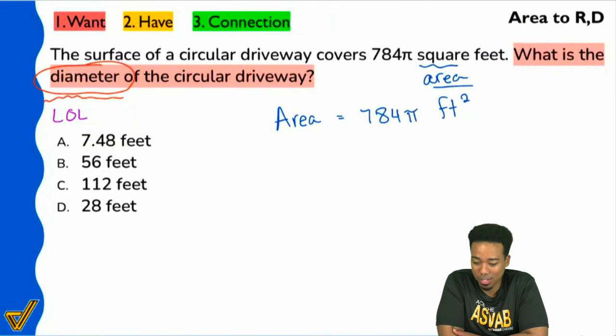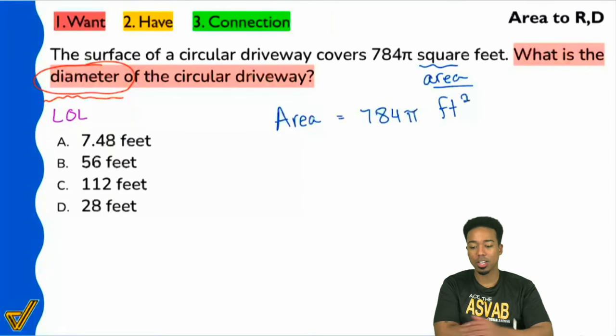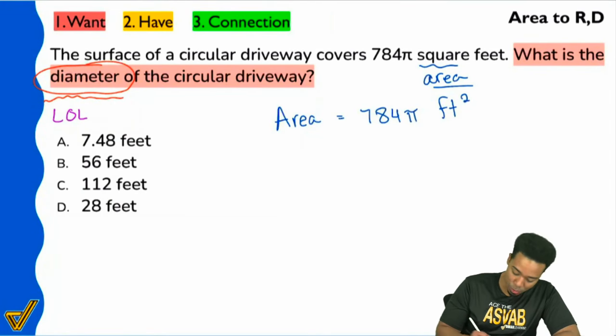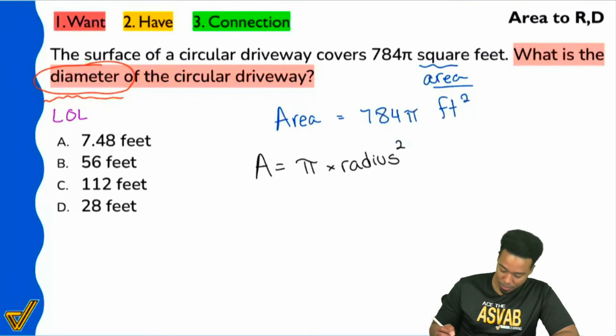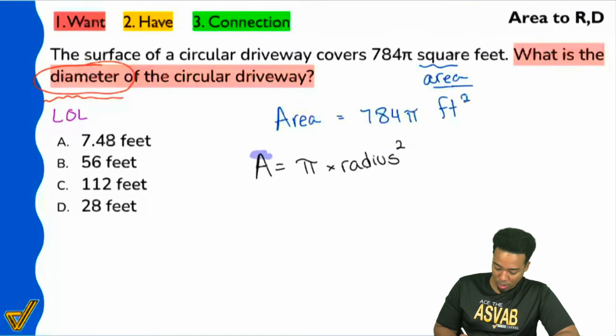Yep, thank you everybody, that's good participation there. Yep, area equals pi times the radius squared. My party people, we know what the area is. They were giving it to us right over here.